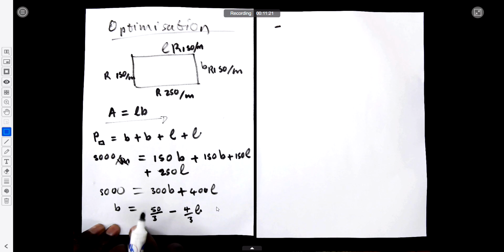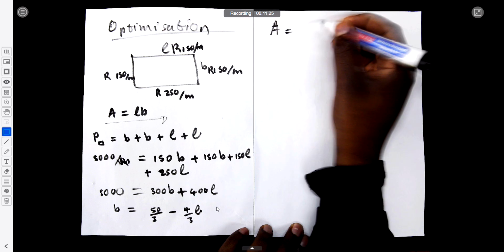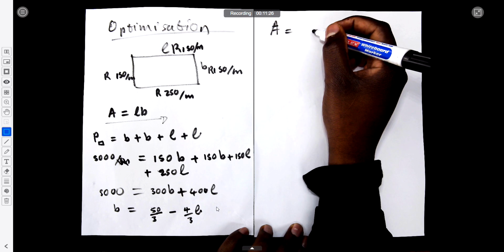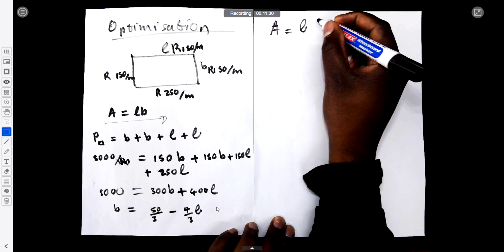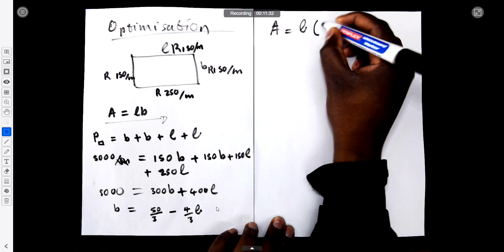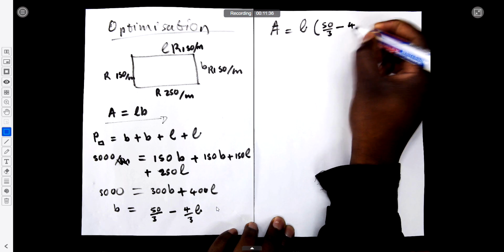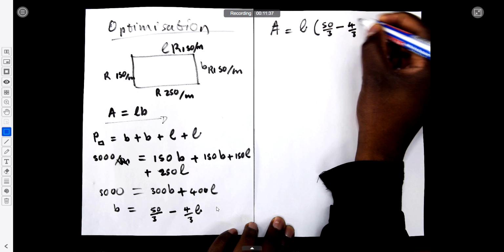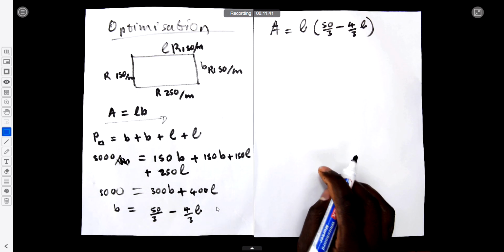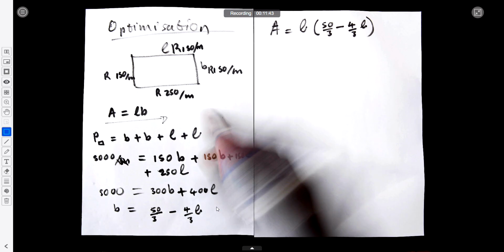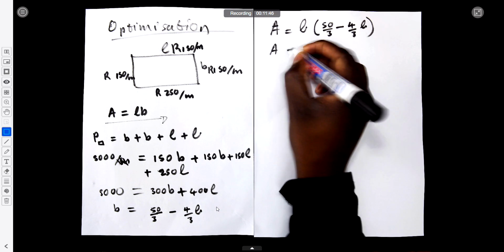So I'm going to substitute B into the area. We want to maximize the area. So area is going to be equal to L times B. Okay, it's in terms of B. So we're going to have L times the breadth, which we said is 50/3 minus 4/3 L. So what we're going to do, you can multiply out in there and have the area to be in terms of L now.